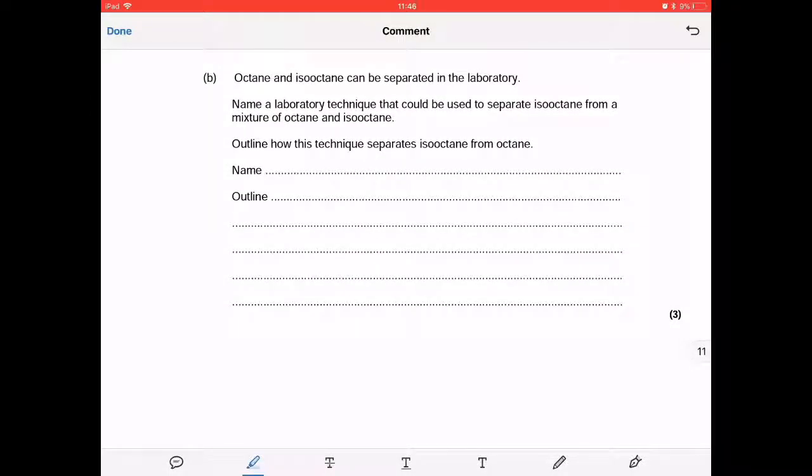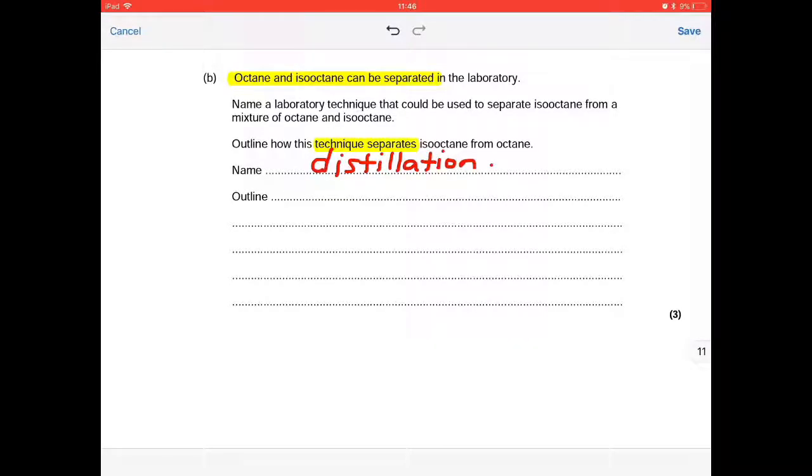The next part asks us how octane and isooctane can be separated. Now again, this is a revision of any practical techniques that you might know. It's a technique for separating the two, and this can be done by any type of distillation. Tends to be best to just say simple distillation, but distillation itself will do. And basically what you need to say at this point is that because they have different boiling points, the easiest thing to do is to start heating the mixture of compounds.